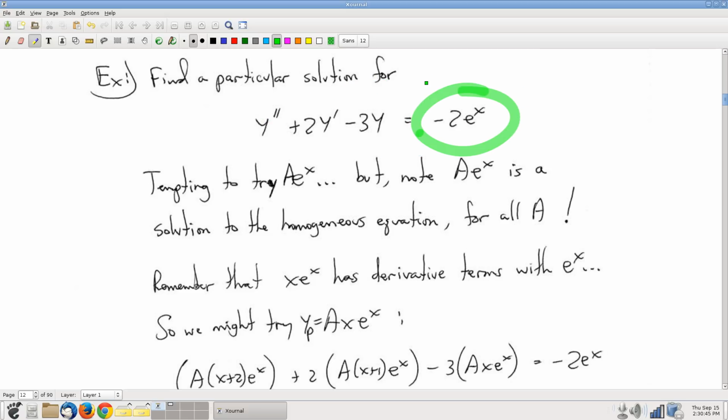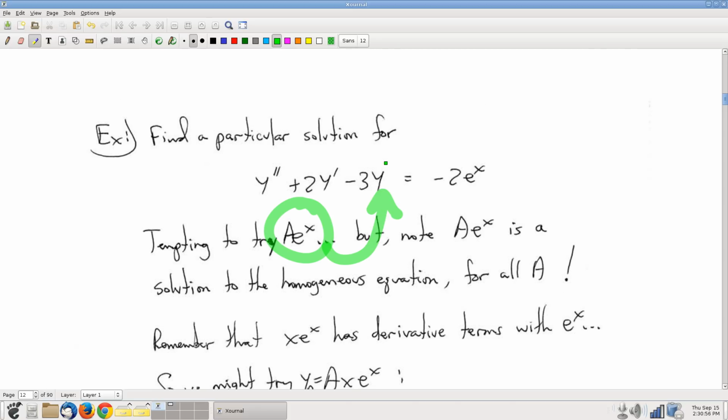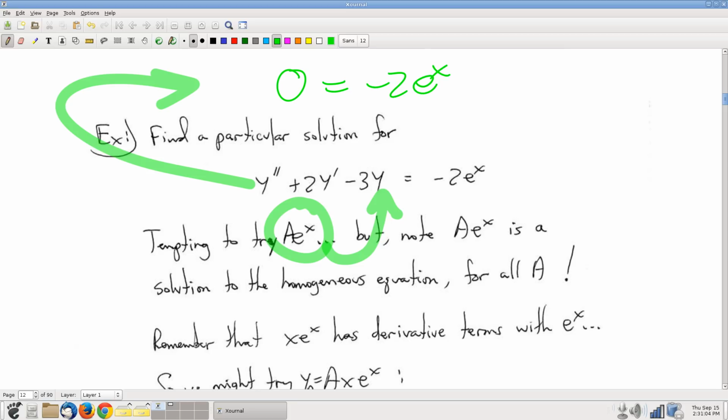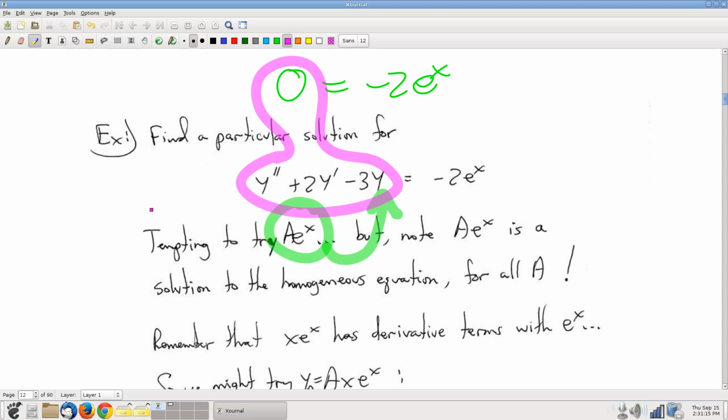That suggests that we ought to try a function of this sort. The problem is that if you take this, plug it into the differential equation, and see what it becomes, what you end up with is 0 equals minus 2e to the x. The entire left-hand side all cancels and becomes 0. Now, how did that happen? I mean, how could it be that everything just canceled?